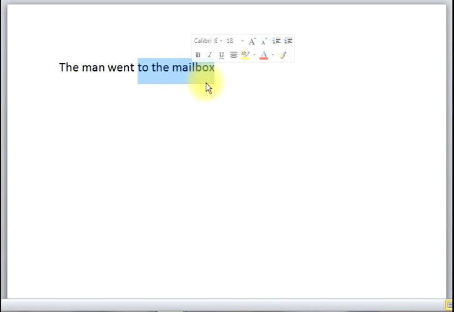Now, if in a quiz I ask you for, say, the one word that is the object in the prepositional phrase, then it's going to be mailbox, right? Because your object is the mailbox. But if you're going to pick one of these two words, pick the mailbox. All right, so anyway, that's a prepositional phrase, to the mailbox.